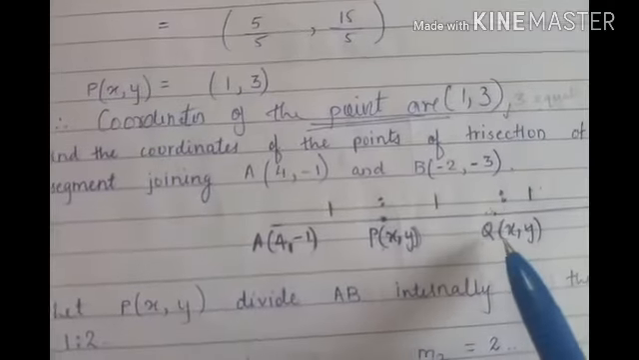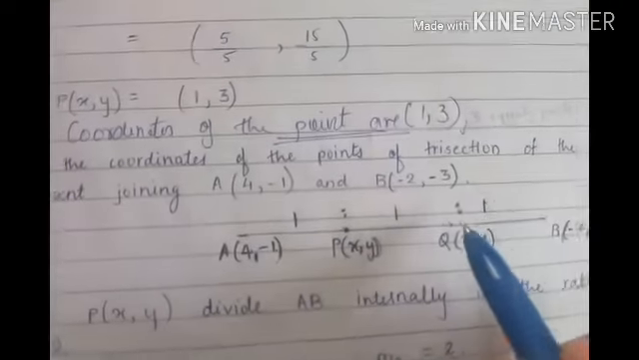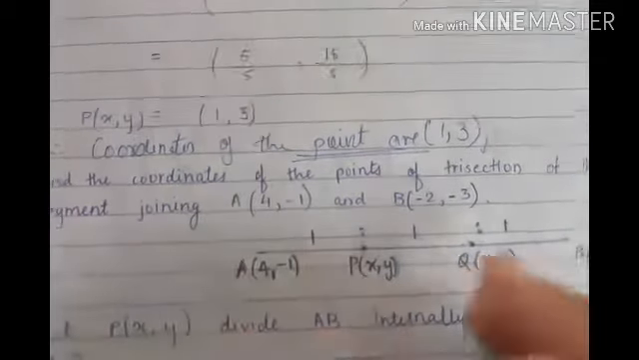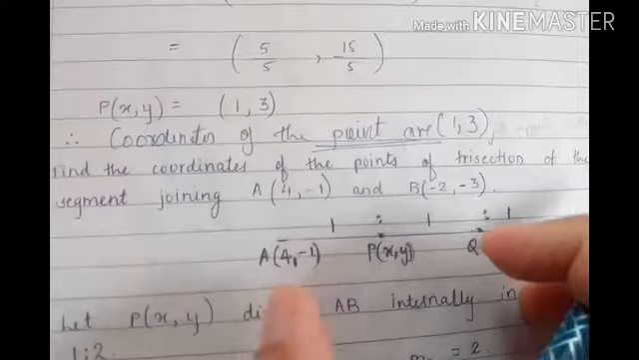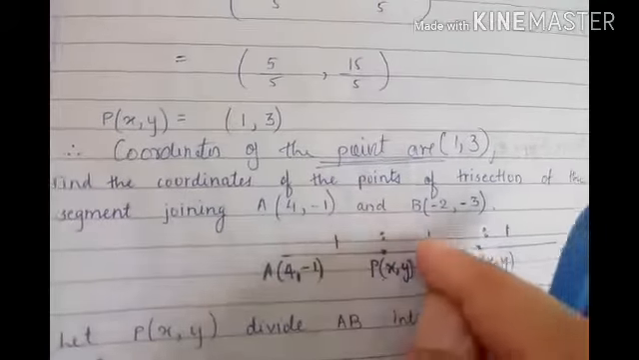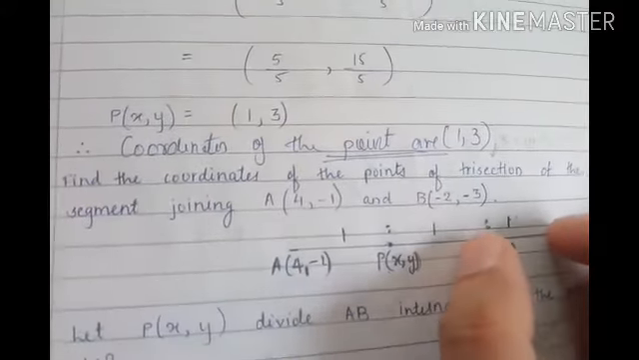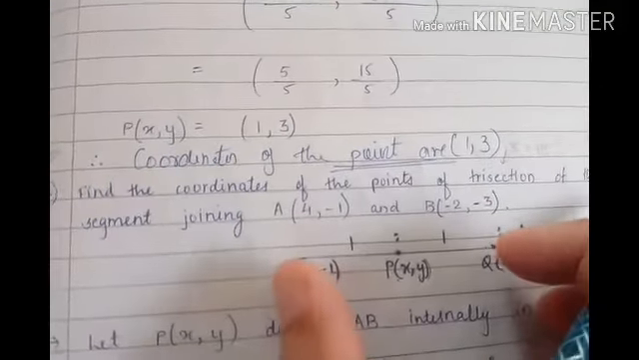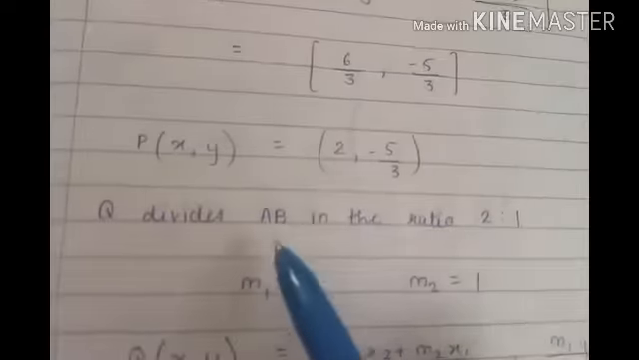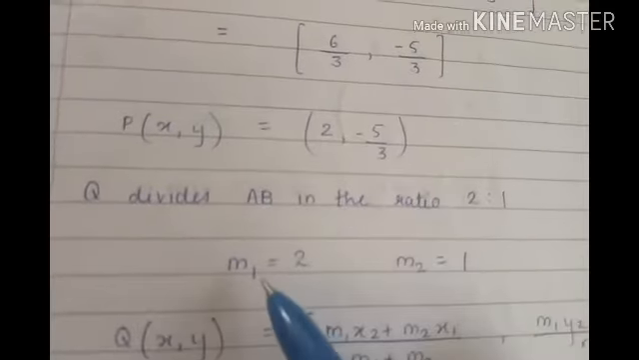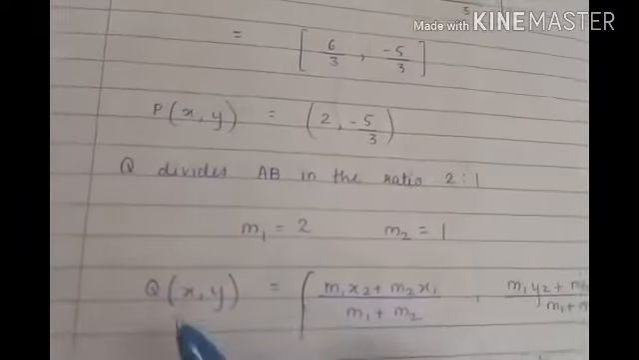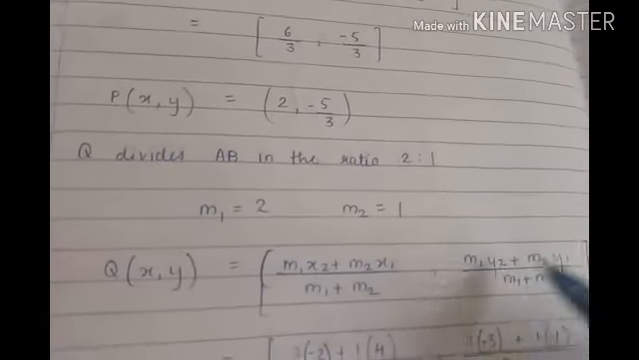Next we have to find the coordinates of Q. Now just imagine, if this is point Q, in what ratio does Q divide AB? How many parts are these from A to Q? They are 1 plus 1, so they are 2 parts and this is 1 part. QB is 1 part. So Q divides AB in the ratio 2:1. Now what is the value of M1 here? It is 2. What is the value of M2? M2 is 1. The formula remains the same.